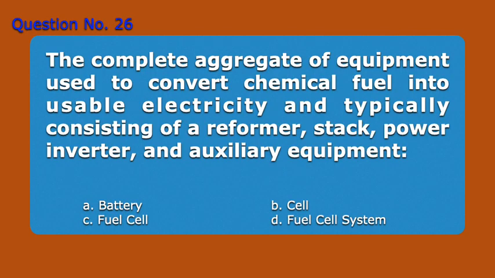Question number 26. The completed aggregate of equipment used to convert chemical fuel into usable electricity, and typically consisting of a reformer, stack, power inverter, and auxiliary equipment. A. Battery. B. Cell. C. Fuel cell. D. Fuel cell system. Answer: D. Fuel cell system.